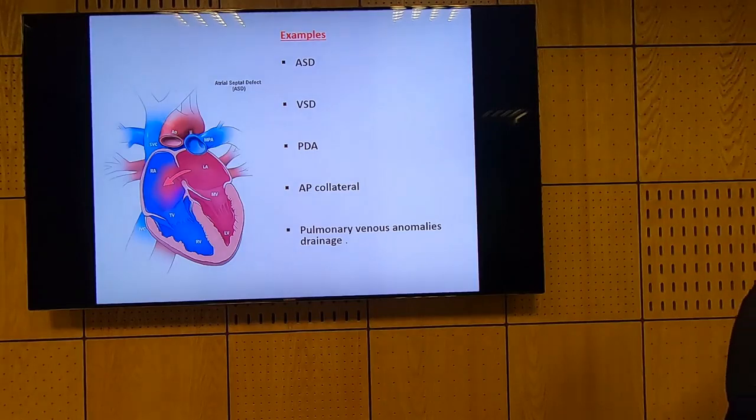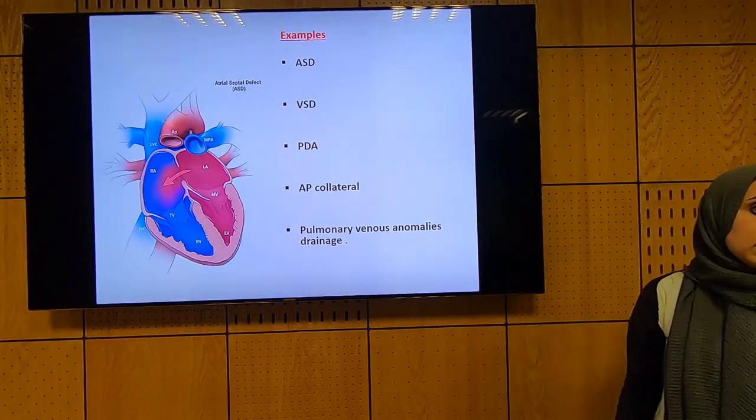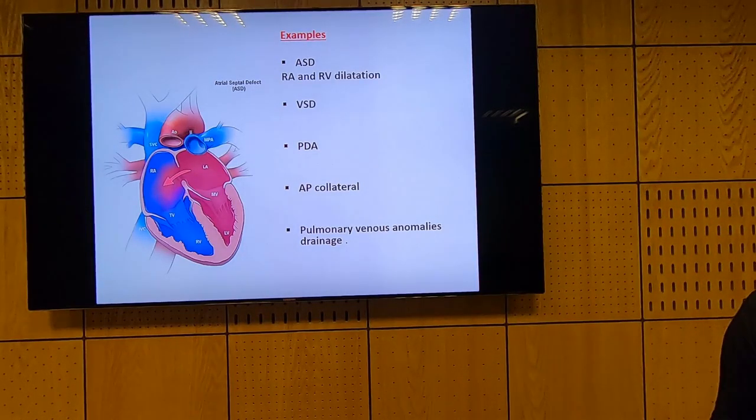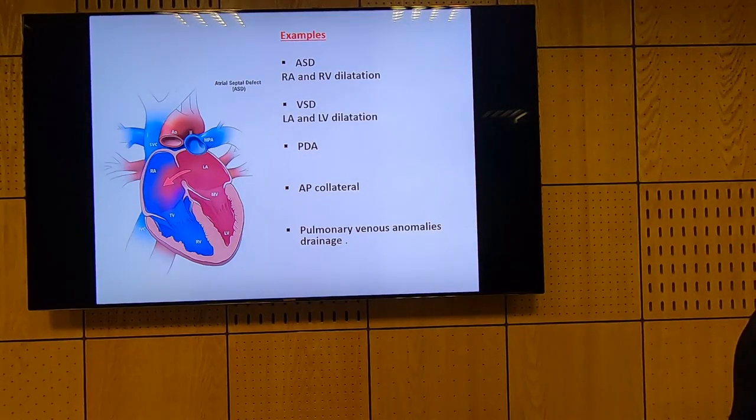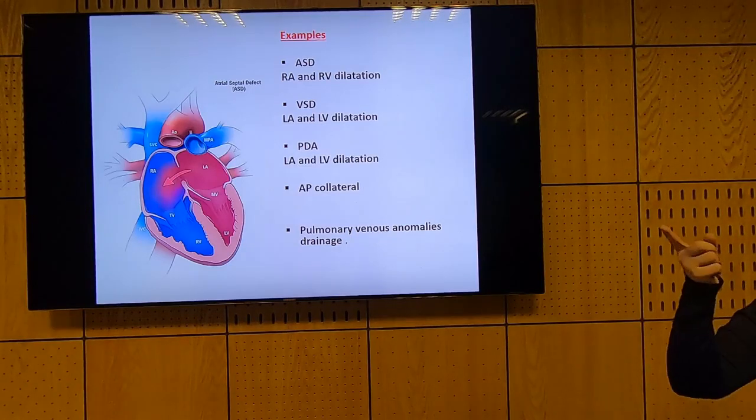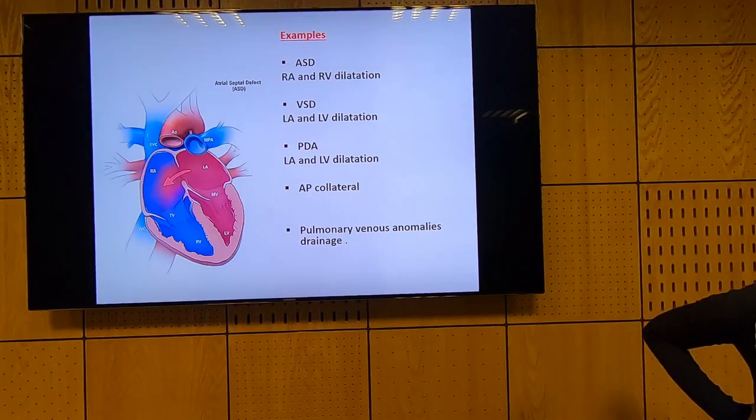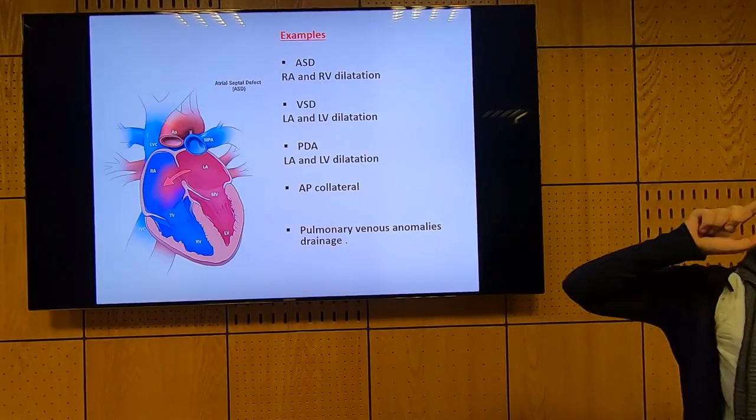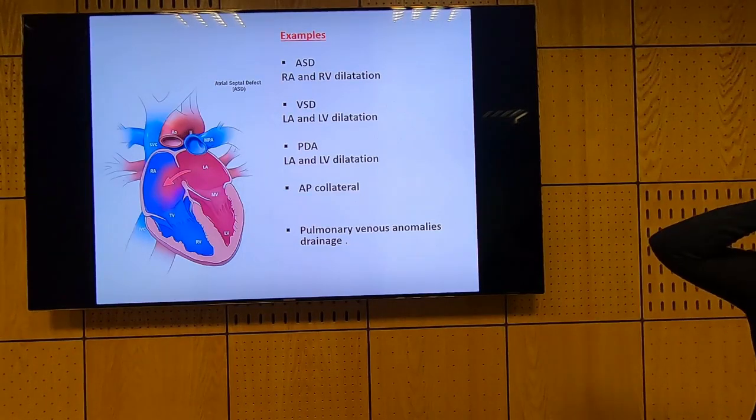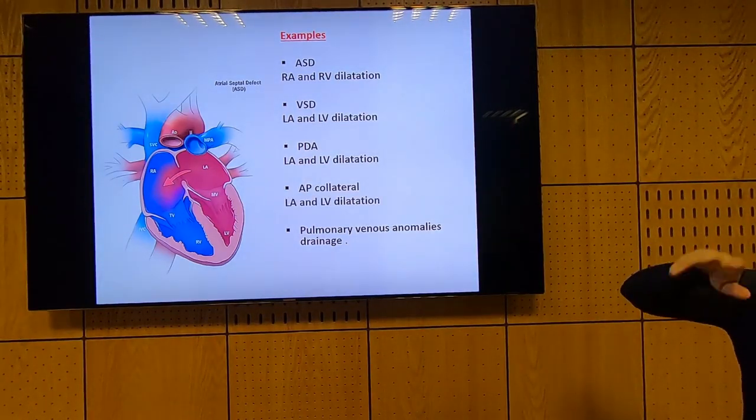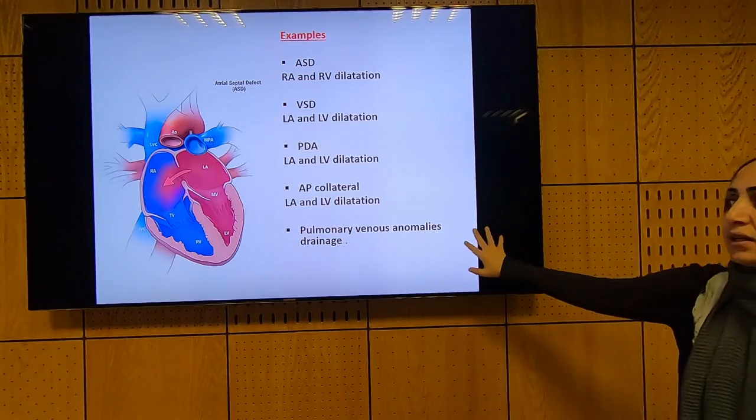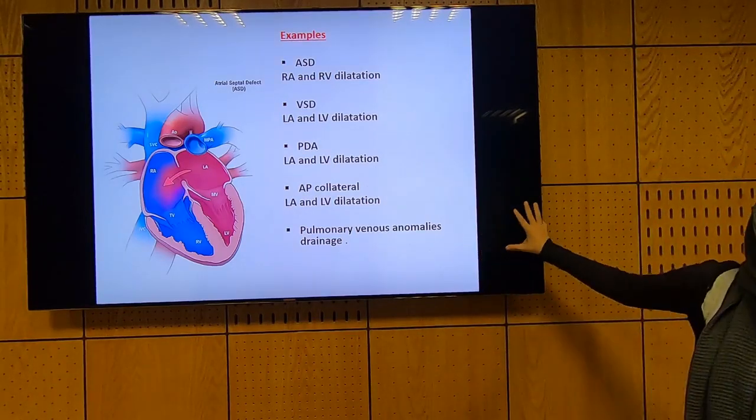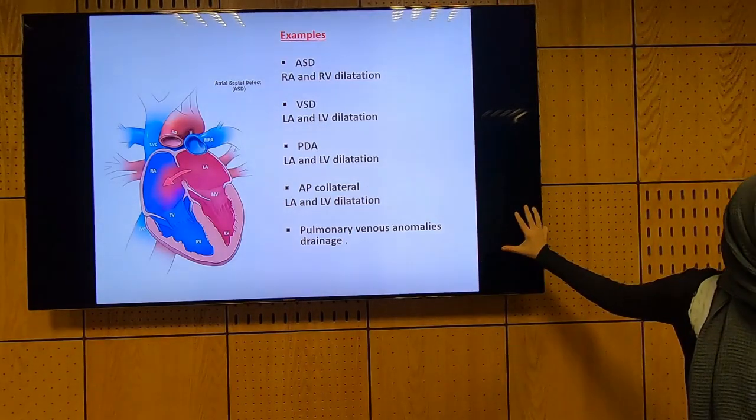Based on that, ASD will dilate the right side. VSD will dilate the left, and PDA, left, because anatomically it's not above. Okay, right. And the collaterals, is it above or below? If it's a significant collateral, maybe it's difficult, it will dilate the left. I will answer that.